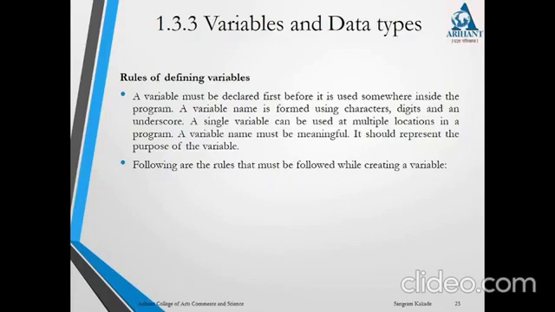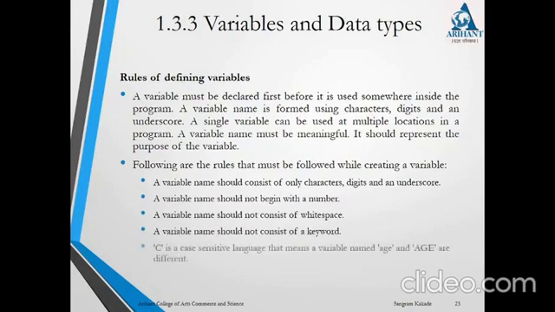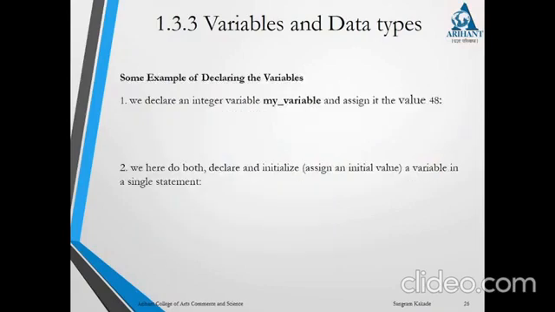A variable name must be meaningful. It should represent the purpose of the variable. Then the variable rules. A variable name should consist of only character, digit, and underscore. A variable name should not begin with a number. A variable name should not consist of white space. A variable name should not be a keyword. C is a case sensitive language. That means the variable name age and capital letters AGE are different. So these are the rules of the variable.